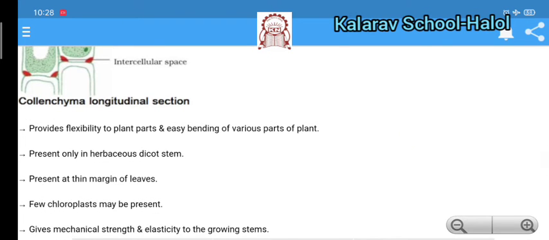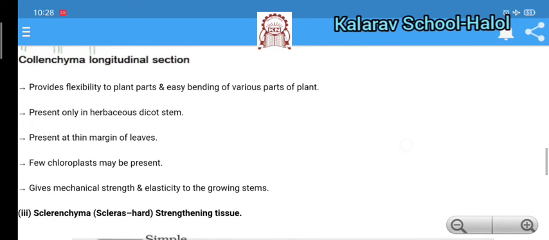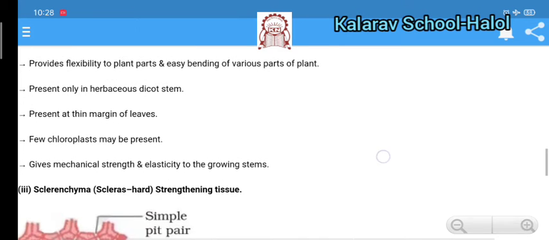It is present only in herbaceous dicot stems. It is present at the thin margin of leaves. Chloroplast may be present, and it gives mechanical strength and elasticity.